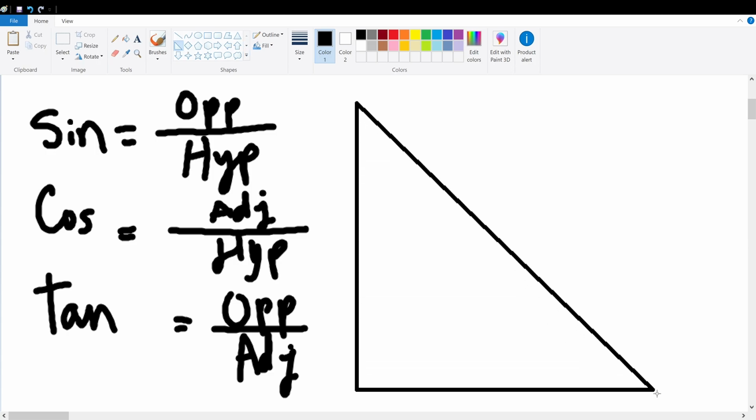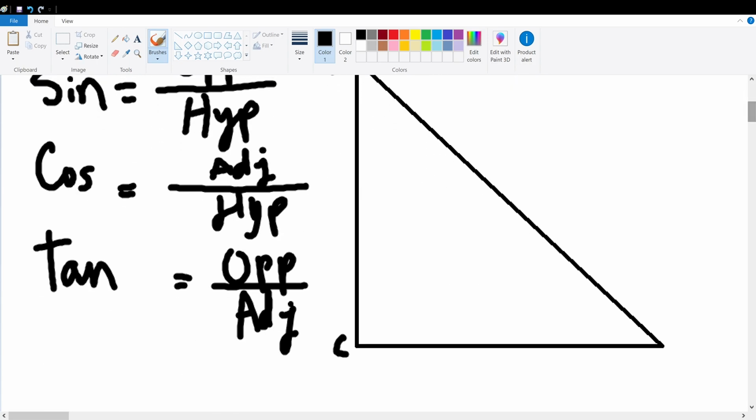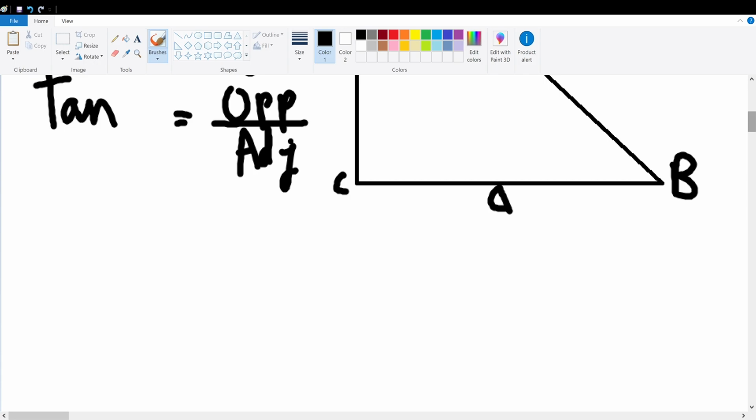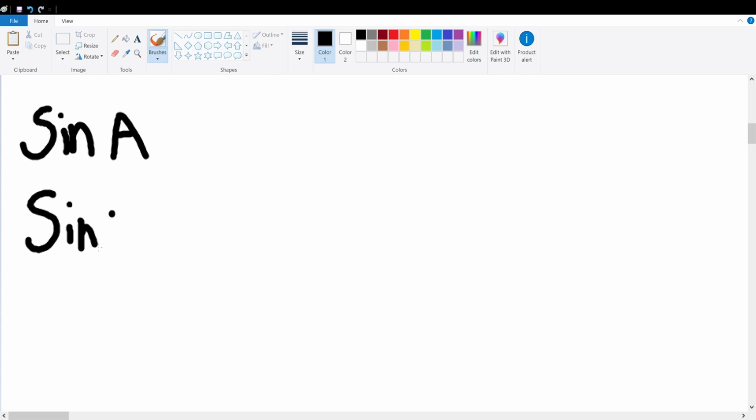Let us begin by labeling the angles and sides of our right triangle and their sides corresponding to their angles. Now that we have this drawn, let us complete some examples to see how we can apply what we have learned about the definitions. Let us do sine of A, sine of B.